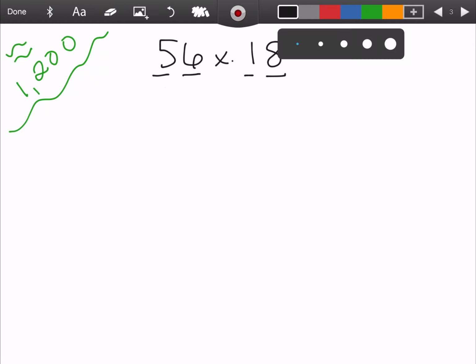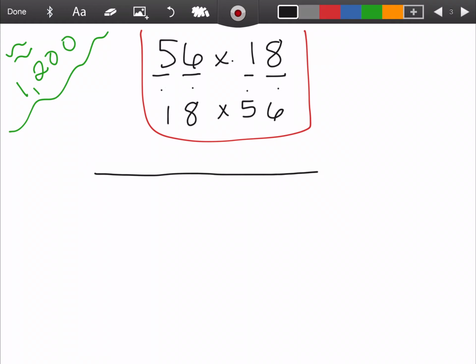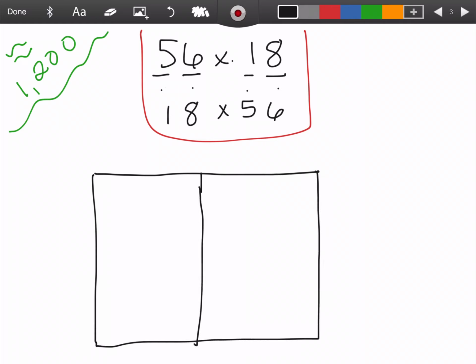So remember that when I'm drawing the box, I need to draw a square for every single digit. And so I need a box that has 4 places, 2 on one side and 2 on the other. Now, the commutative property tells me that 56 times 18 is the same thing as 18 times 56. And so when I'm drawing this box, it doesn't matter where I put the numbers. So let me show you for a second. I'm going to draw this so we don't get confused. All right. I need it to be wide enough that it can hold 2 place values, and long enough that it can hold 2 place values.